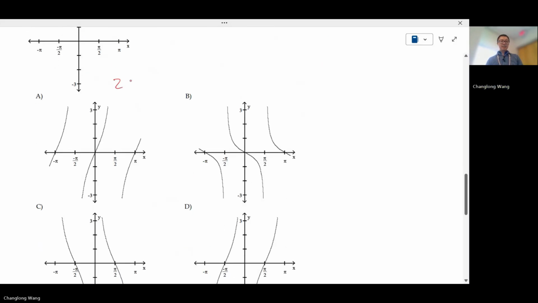Wait. I get it. You know, I don't like all the co-functions except for cosine. You know, but then I don't like cotangent, cosecant, and secant.